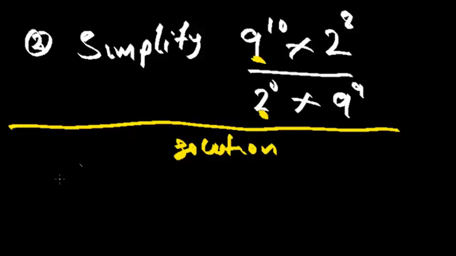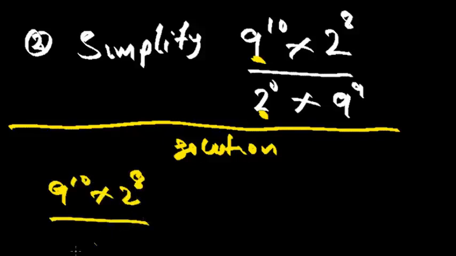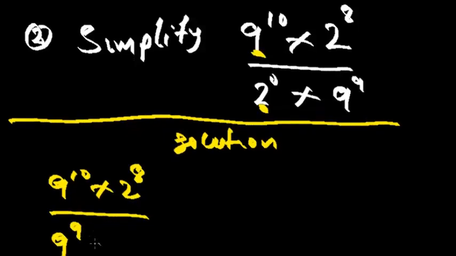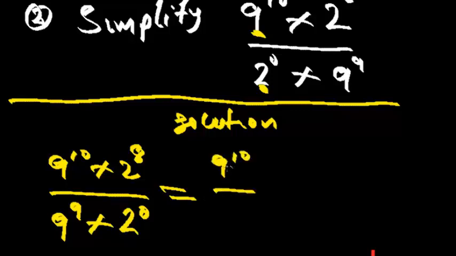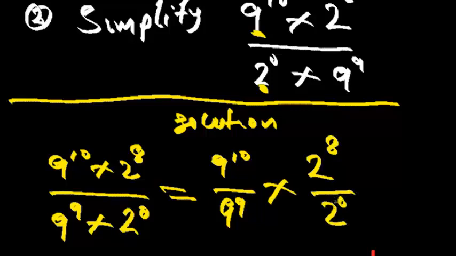So let's rearrange it. So we have 9 exponent 10 times 2 exponent 8 all over, then the denominator we are bringing 9 first, so 9 exponent 9 then times 2 exponent 0. This is the rearrangement. Now we are saying that this is equal to 9 exponent 10 over 9 exponent 9 then times 2 exponent 8 over 2 exponent 0.